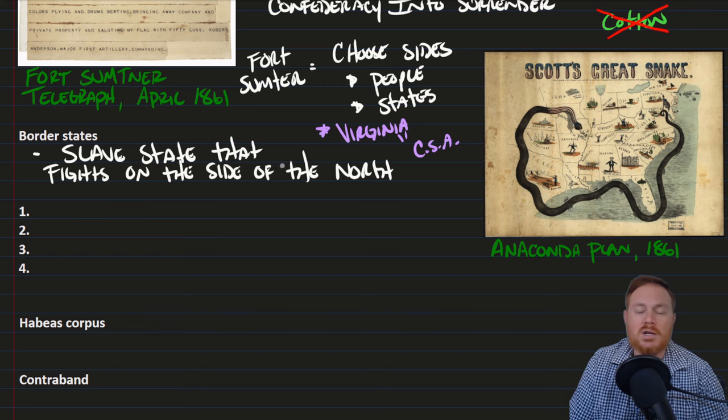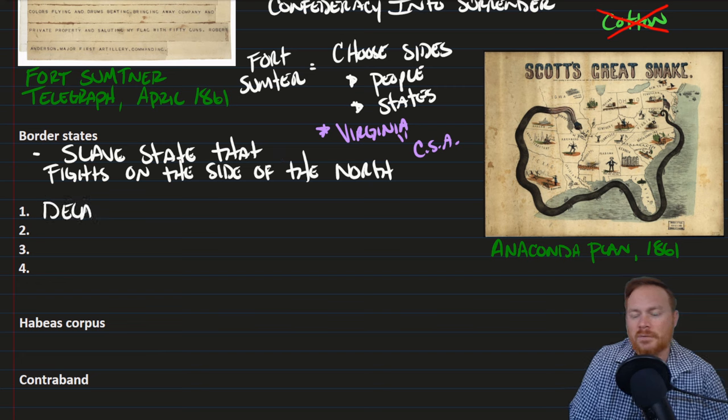And it's going to make conducting this war a little bit more complicated, right? It kind of throws a wrench into the system. What are our border states? Well, our border states are Delaware. And Delaware, for the most part, let me spell that right.